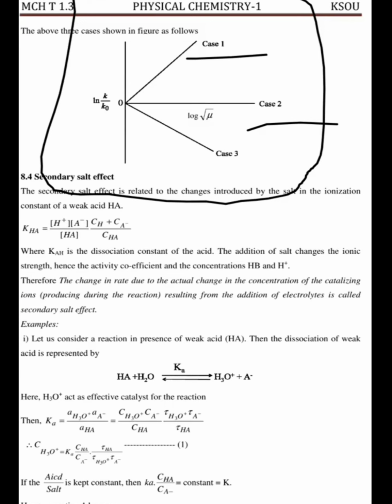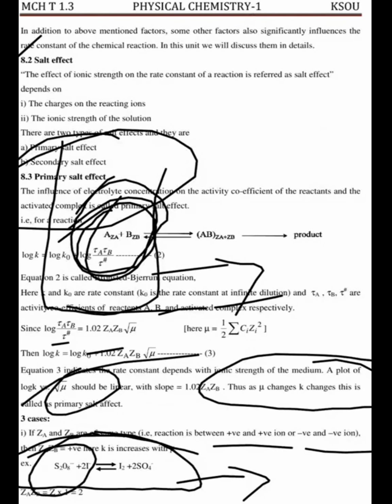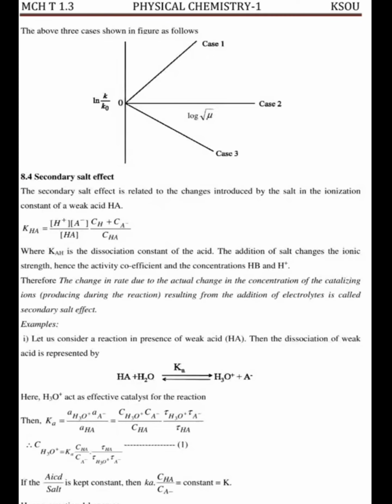Coming to the next, the secondary salt effect. We have seen the primary salt effect. It mainly depends on the electrolyte concentration and also the activated complex. In the secondary salt effect, it mainly depends on the charge. The secondary salt effect is related to the charge introduced by the salt in the ionization constant of a weak acid. So based on the number of charges in the weak acid, the secondary salt effect can be seen.